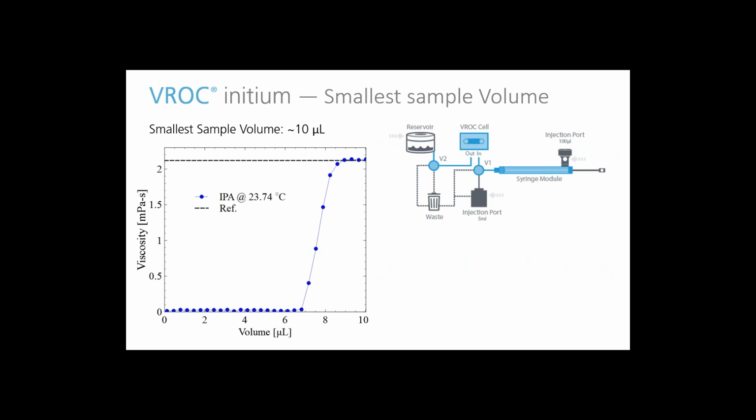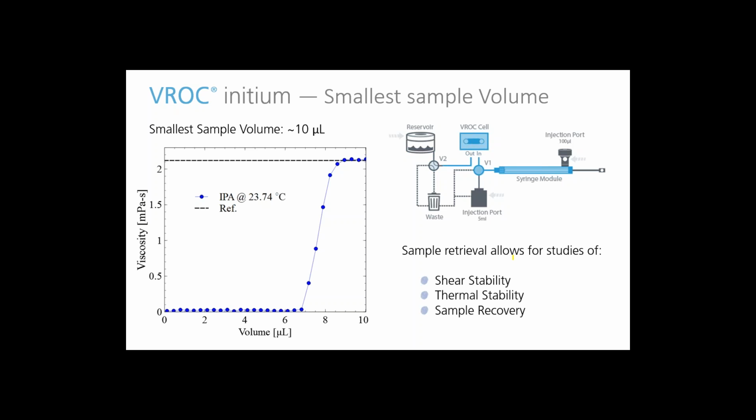As I just mentioned, VROC offers the smallest sample volume requirement for a measurement of viscosity in the market. And in the figure on the left, you can see a proof of the concept. You can measure the viscosity of a fluid at a given temperature in a really accurate way with just 10 microliters of volume. Well, if that's not enough for you, VROC also features sample retrieval.